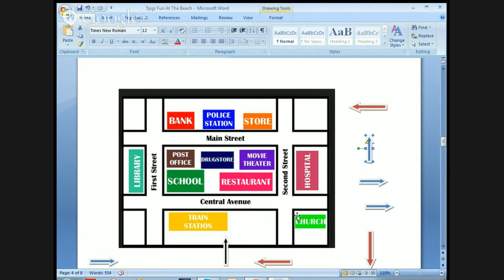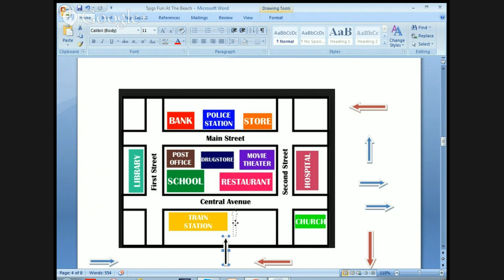When I left the train station, I make a turn left and go along First Street. Okay, what street are you on when you leave the train station? Are you at the train station on First Street, or on Central Avenue, or on Second Street? Which street are you on when you leave the train station?